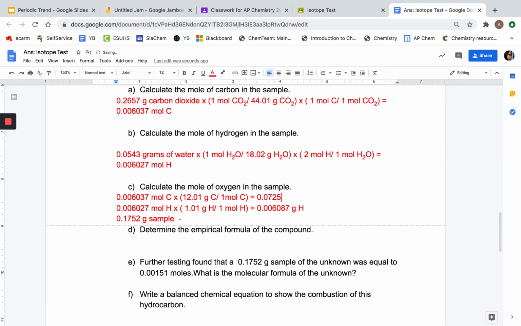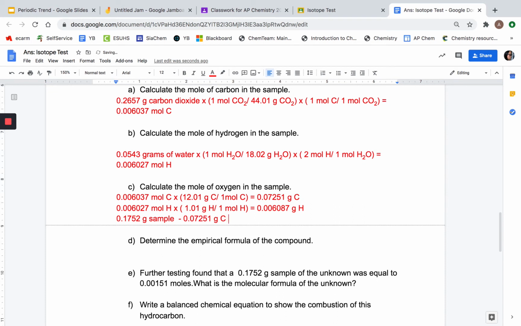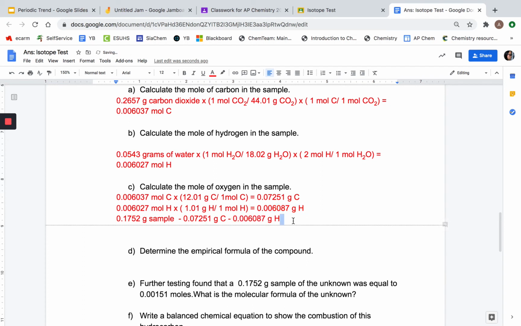Okay, so that will give me 0.072507, so 251 gram of C. Again, we're just simply subtracting. You want to do that in class when you're solving for these. If you don't know if they have an oxygen or not, you want to subtract it, and after you subtract it, if there is no more stuff left, that means no oxygen.